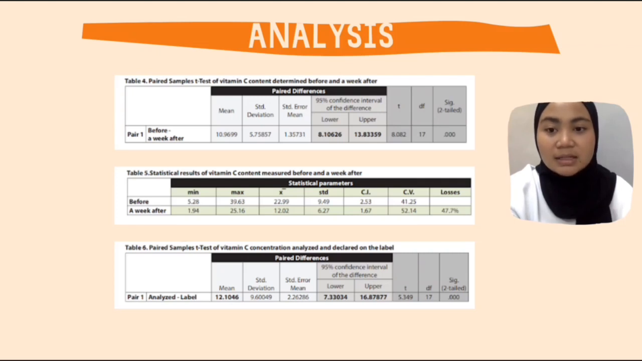The vitamin C content of commercial fruit juice samples was determined a week after they were opened and stored at room temperature, which is 20 to 25 degrees Celsius. The iodometric method was used to determine vitamin C levels. The paired samples t-test indicates a statistically significant difference between means of vitamin C content measured before and a week after, which decreased, as shown in table 4.